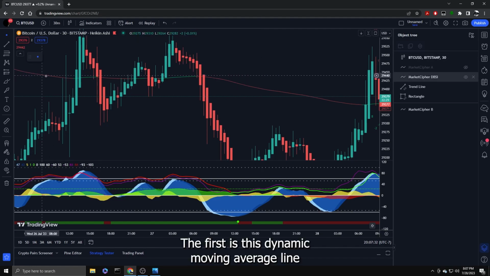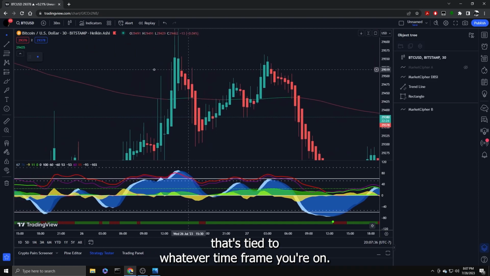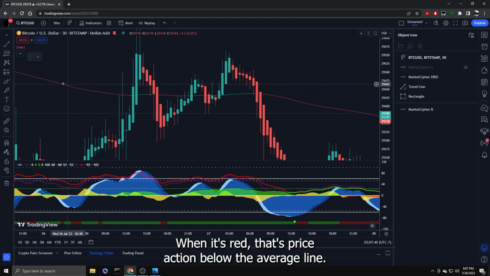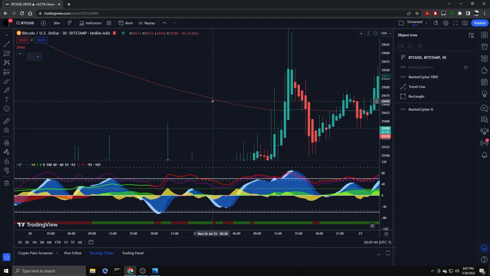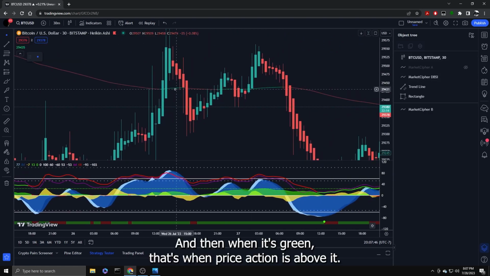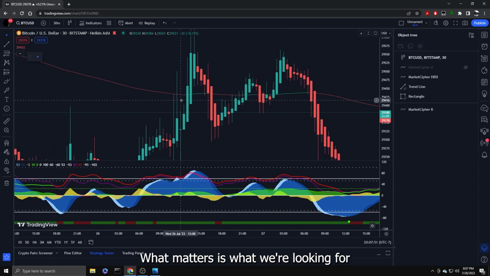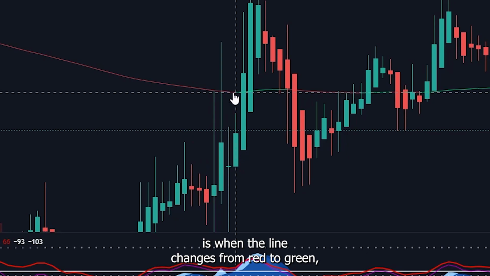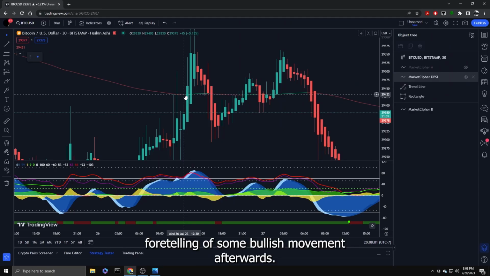The first is this dynamic moving average line that's tied to whatever time frame you're on. So this is the 30-minute time frame for Bitcoin. When it's red, that's price action below the average line. And then when it's green, that's when price action is above it, right? Easy enough. What we're looking for is when the line changes from red to green. And that's generally a foretelling of some bullish movement afterwards.